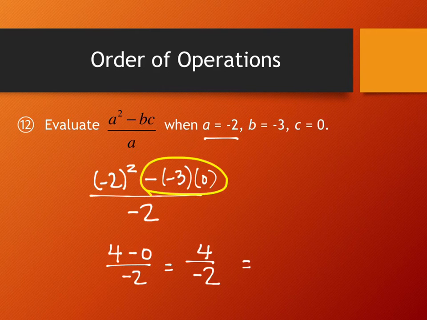And now there isn't anything else to simplify within the numerator or within the denominator, so we can compare them. We can actually do the division that's here. And what is 4 divided by negative 2? Negative 2. And we would be finished.